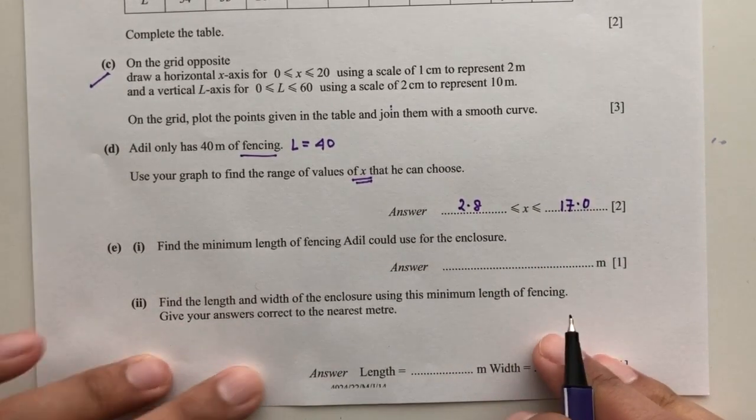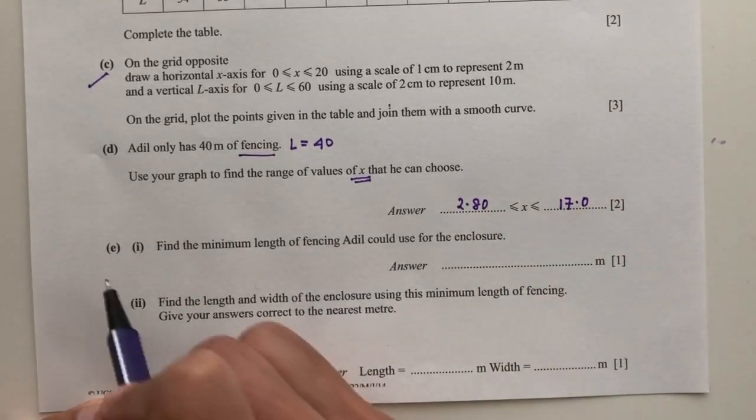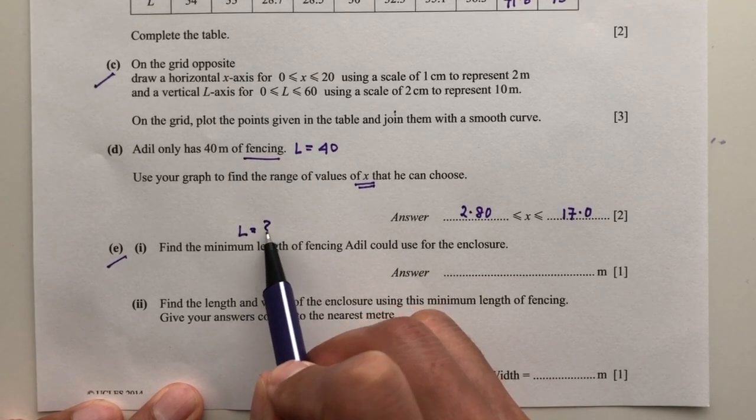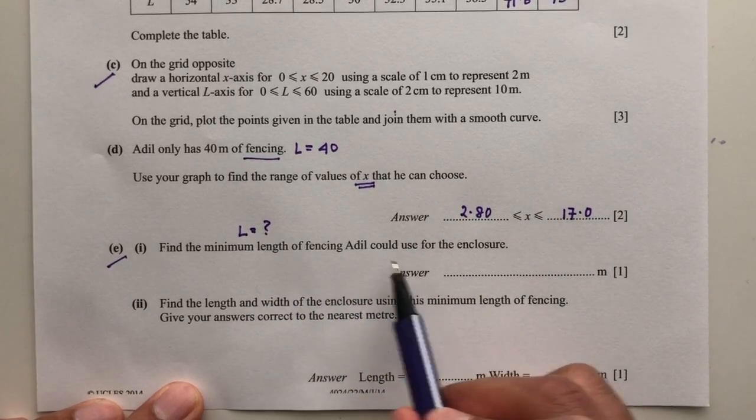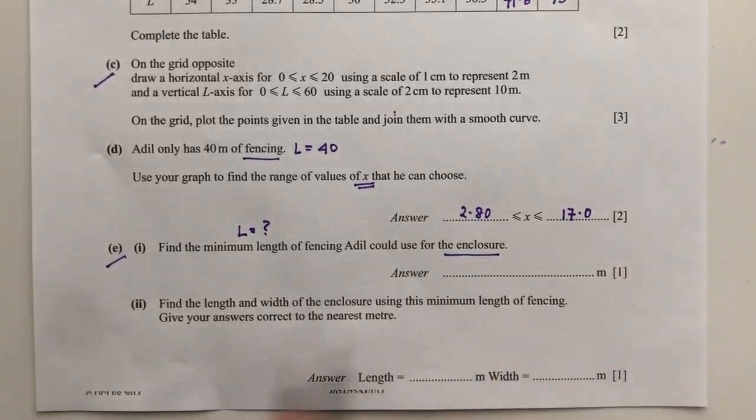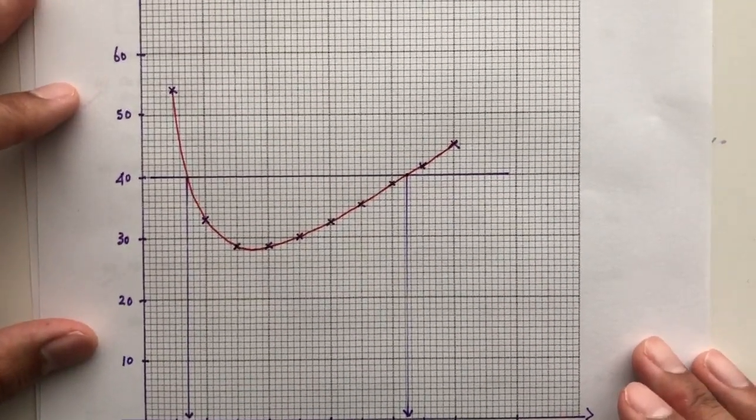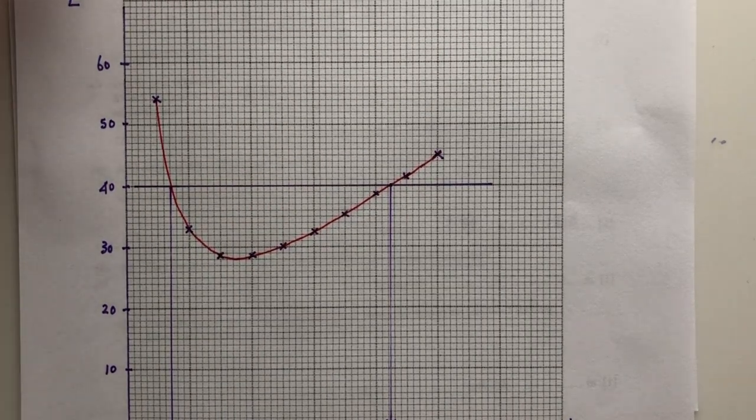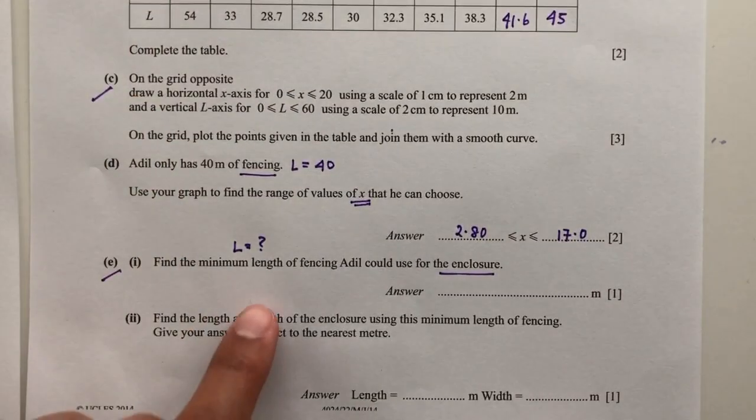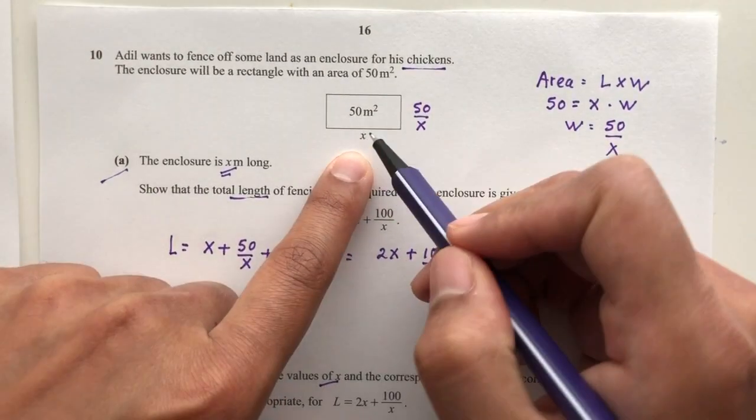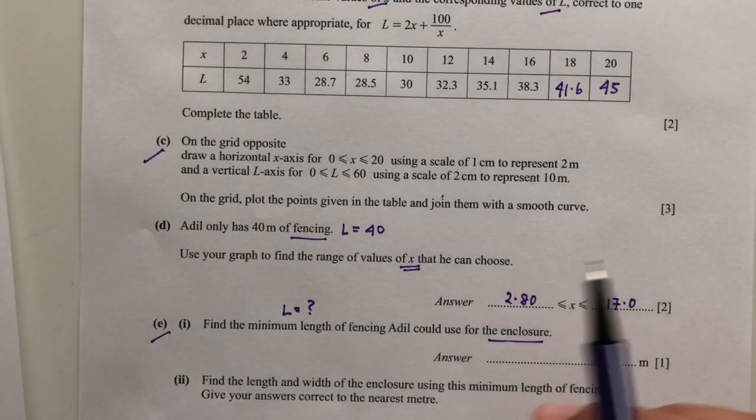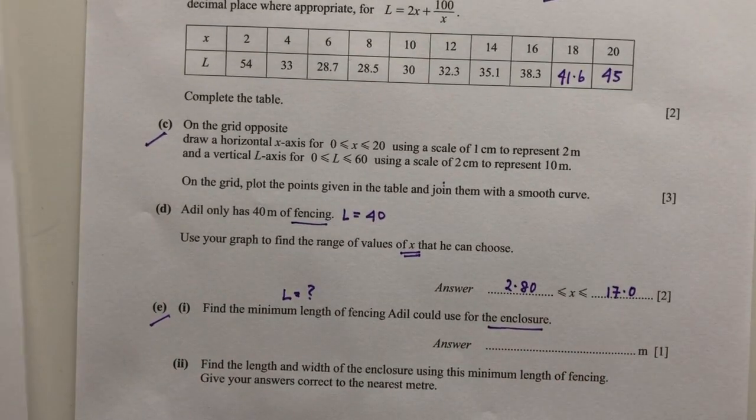Now to 3 significant figures. So part E, find the minimum length of fencing. Find the minimum value of L of the fencing Adil could use for the enclosure. So you have to see the graph and say, what is the minimum length that he can use for this enclosure? So the length is actually this value x. So we have to find this value for which it will be the minimum for the enclosure.